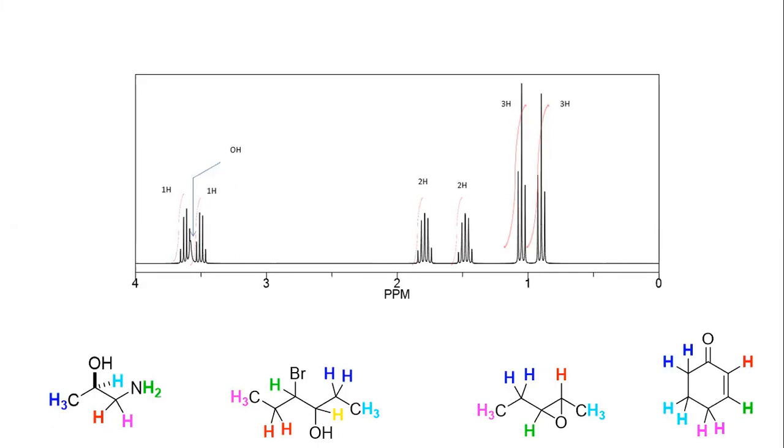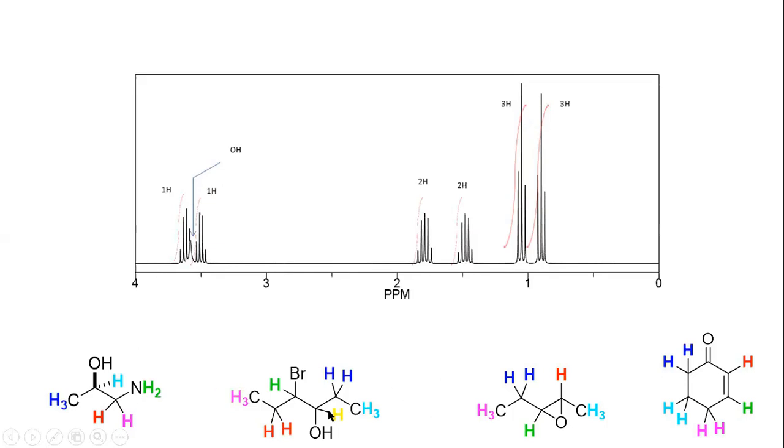What about the number of signals? We need to think about that too. Is that right? Yes, because the number of signals is going to tell you how many different types of non-equivalent protons you have, right? So if we look at this spectrum, how many signals do we have? So let's count them. We say 1, 2, 3, 4, 5, 6, 7, including the OH proton. And that's exactly right.